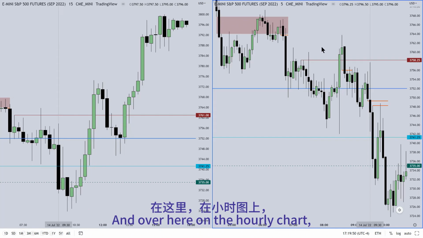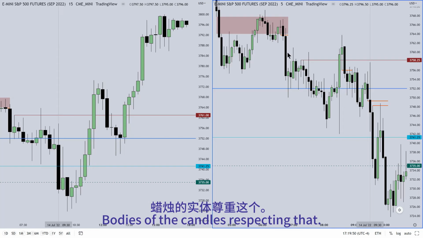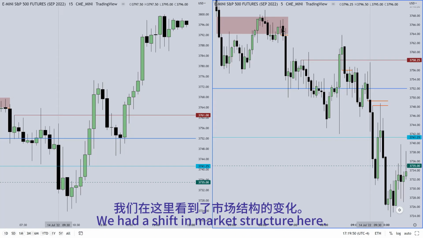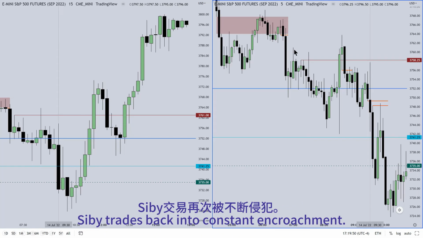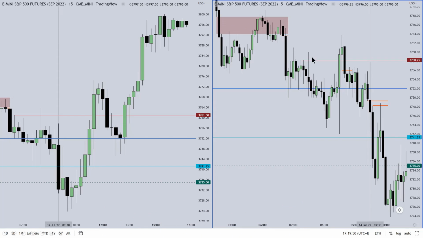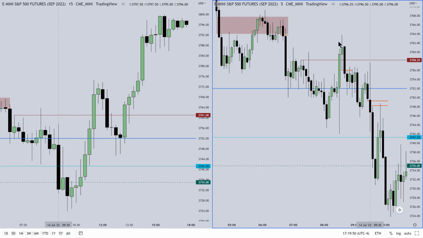And over here on the hourly chart, you can see early morning, we had a SIBI here, bodies of the candles respecting that. We had a shift in market structure here. You can see that in lower time frames. SIBI, we traced back into consequent encroachment. Buy side liquidity forming here.